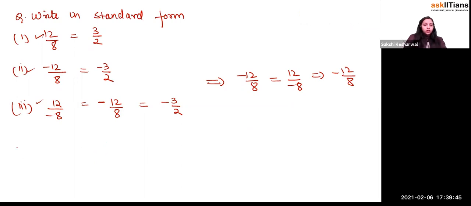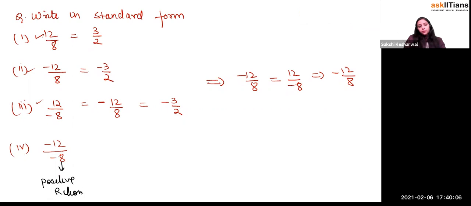And what is the fourth thing? If I write minus 12 upon minus 8, when you have a negative sign on both the numerator and the denominator, is this a positive rational number or not? Yes, this is a positive rational number.